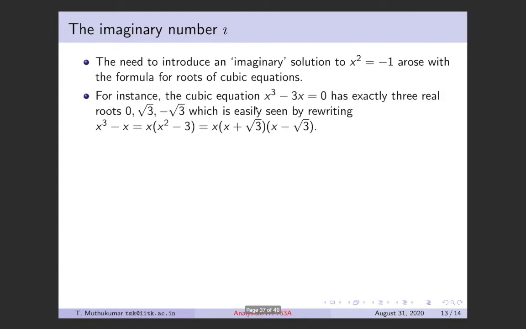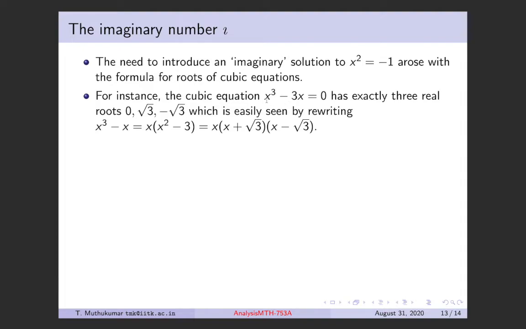So for instance, take this cubic equation: x cube minus 3x equal to 0. Even without using the formula, you can quickly see that this has exactly 3 real roots, because x cube minus 3x can be written as x into x square minus 3, which is precisely x times x plus root 3 times x minus root 3 equal to 0. A product of 3 numbers equal to 0, so one of them must be 0. You get these 3 roots: 0, root 3 and minus root 3. We know this even without using the formula.